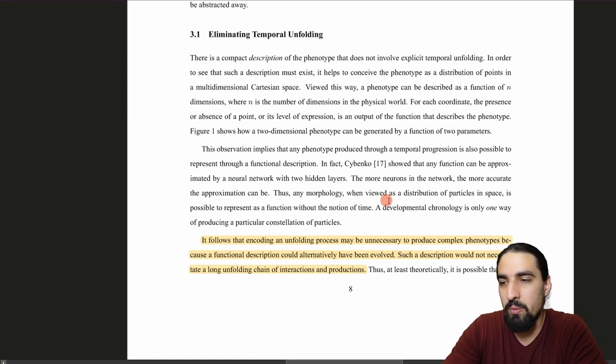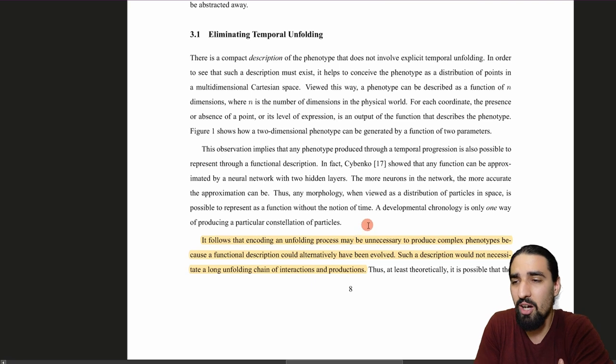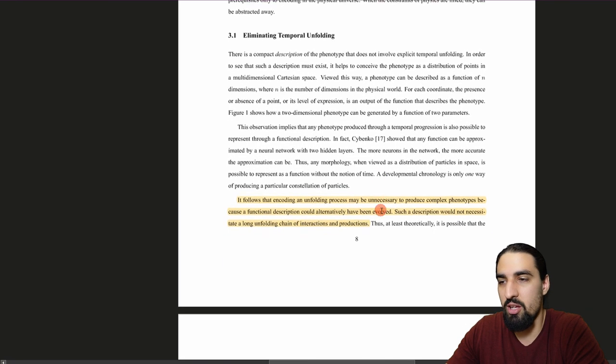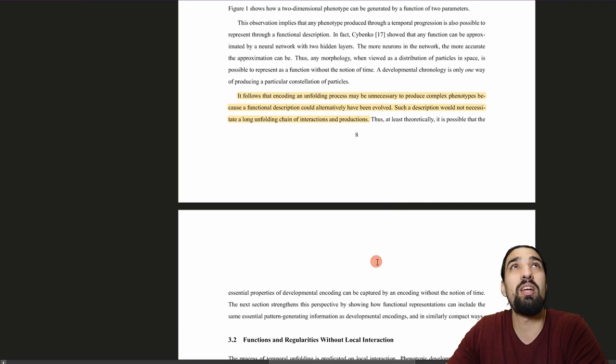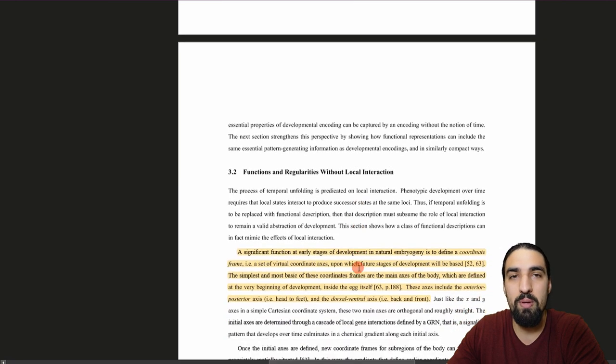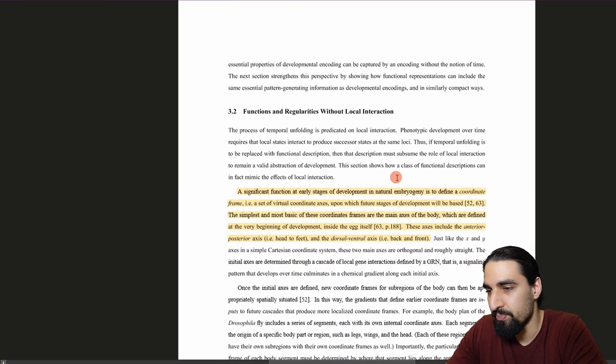Thus, any morphology when viewed as a distribution of particles in space is possible to represent as a function without the notion of time. So that's the thing they're trying to kind of skip over here. Just understanding that that's more of a physical constraint than something we need to care about when we're trying to develop mathematical models such as this one.